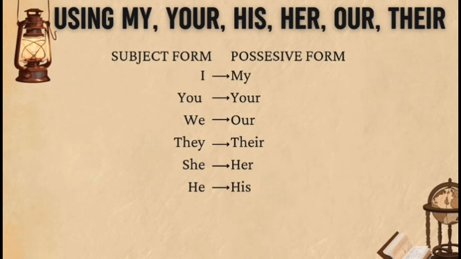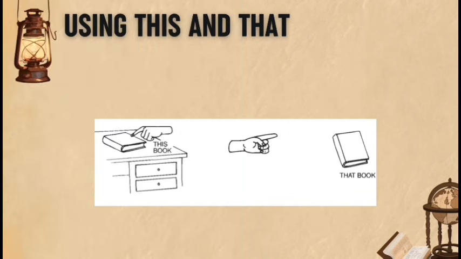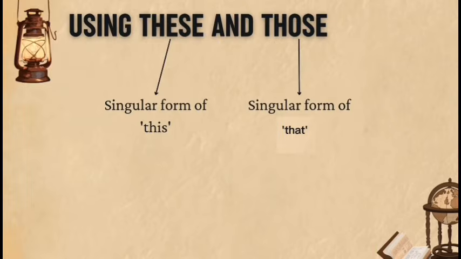Next, using my, your, his, her, our, and their. These are called possessive adjectives. They come in front of nouns. Using this and that. This is for something that is near us and that is for something that is not near us. The last one is using these and those. These is the plural form of this and those is the plural form of that.